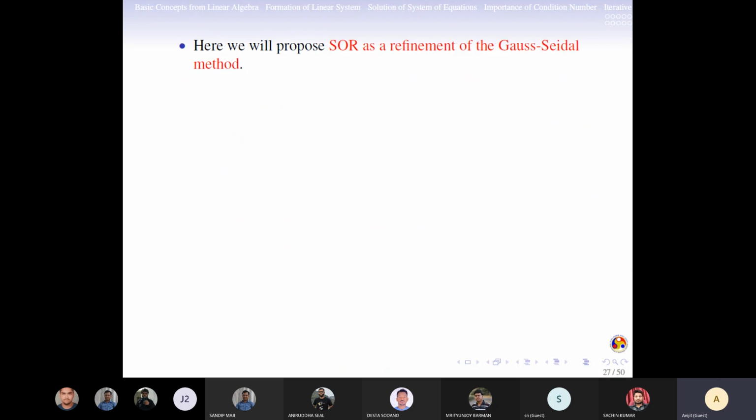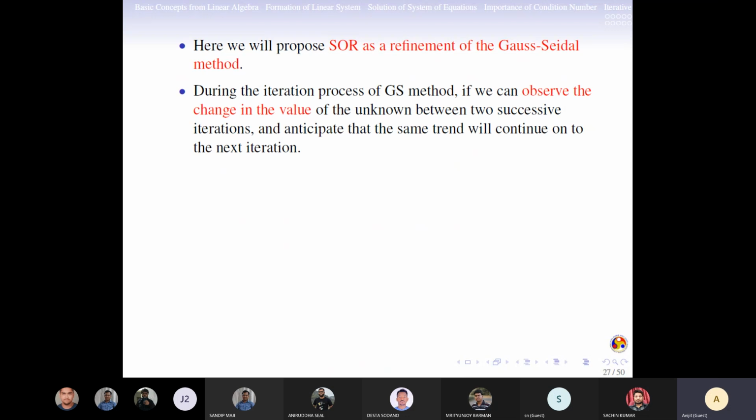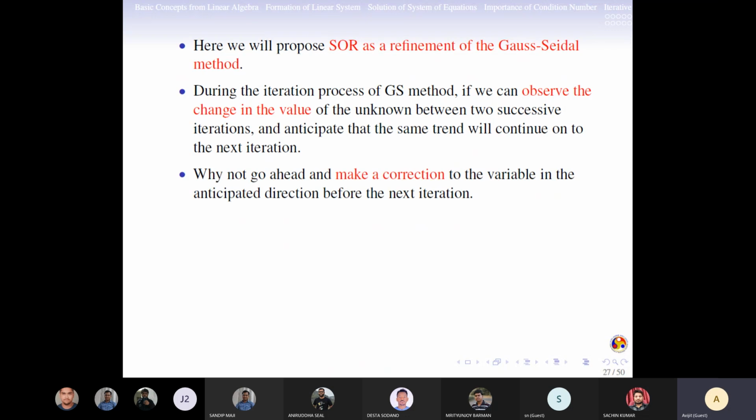How? Let's see. We will use SOR as a refinement of the Gauss-Seidel method. That means we will show how we can accelerate the convergence of the Gauss-Seidel method. In the Gauss-Seidel method, if you observe the change in the value of the unknown between two successive iterations, you can see that there is a change in the component in the same direction, and you can guess the direction in the next step. That means you are observing the trend and you can anticipate that the same trend will continue in the next iteration. Then why not go ahead and make a correction to the variable?